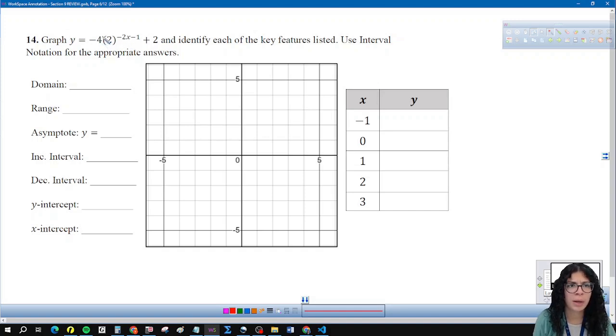We start with negative 4 times 2 to the power of negative 2x minus 1 plus 2. There's a lot of transformations here. They're not asking us for the transformations. They're just asking for a table of values. So what I can do is just use my calculator and plug it in.